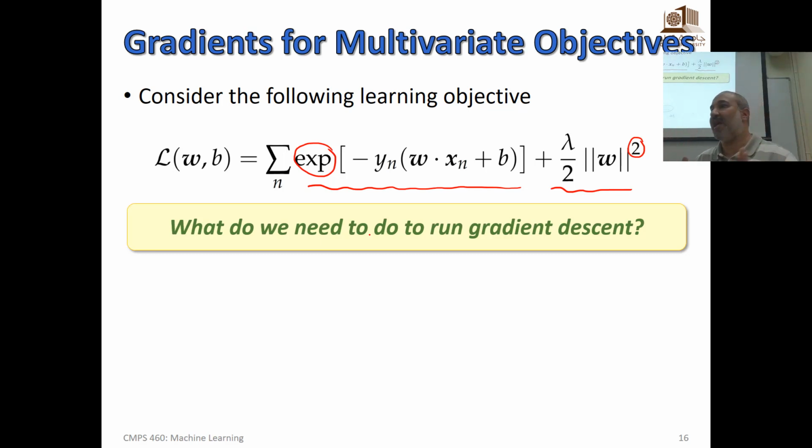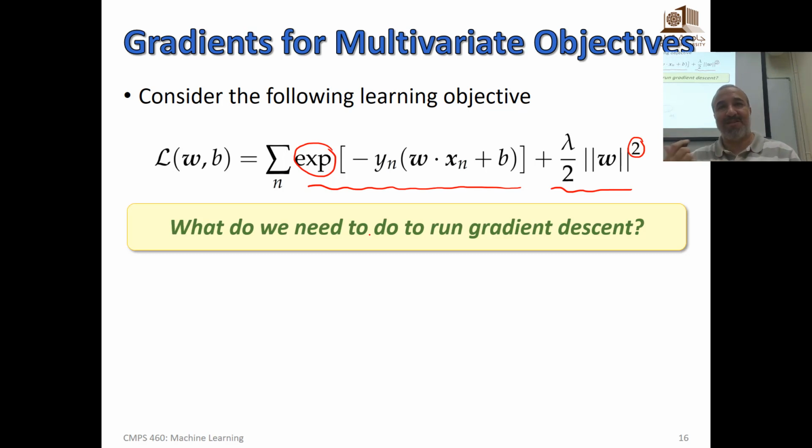We saw how gradient descent can be applied to any function, assuming that it's differentiable. And this one is differentiable, actually. How can we run now? What is needed? What's the first step we need to do to run gradient descent? Yes, we need to get the gradient, right? The derivative with respect to every parameter.